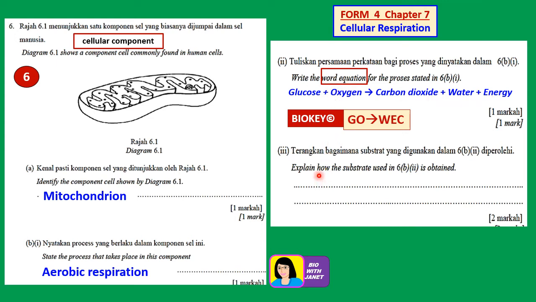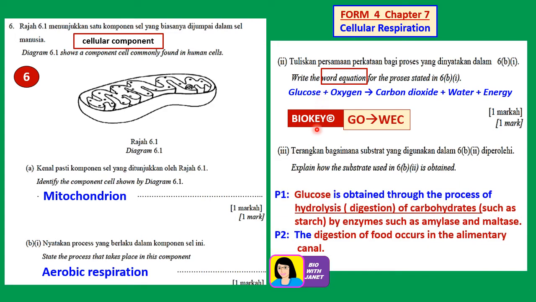Now next, explain how the substrate used in 6b2 is obtained. That means the substrate here is glucose. How is it obtained by humans? Right, it has to be eaten. So it is found in carbohydrates. And after we have eaten the carbohydrates, they have to be digested to form the glucose, right?